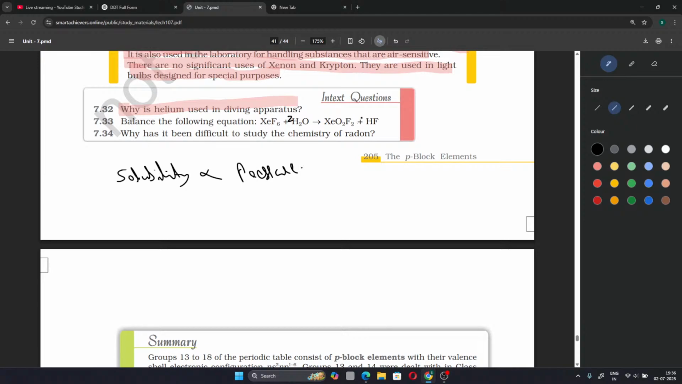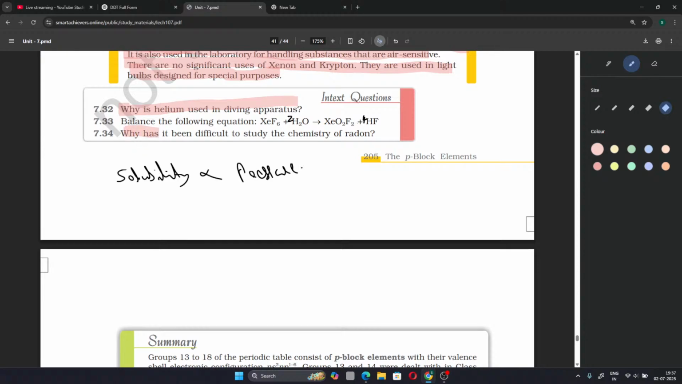Two here, 4 here. There is 1 xenon on both sides. Fluorine: there are 6 fluorine in XeF6, and here it is 4 plus 2, which is 6, so fluorine is balanced. As for H2O, there are 4 hydrogens on the left hand side and 4 hydrogens on the right hand side. There are 2 oxygens on the left hand side and 2 oxygens on the right hand side. The equation is balanced.